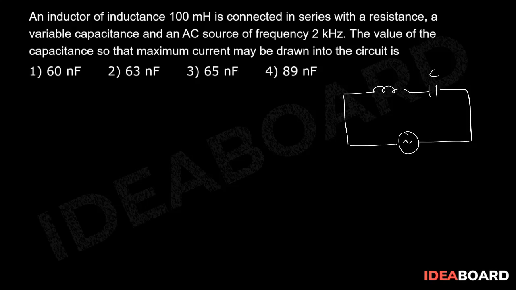And yes, of course, there is a resistance also which is in series with this. So say the resistance is R. So they are asking that the maximum current condition has to be there. What is given? First of all, write the information.